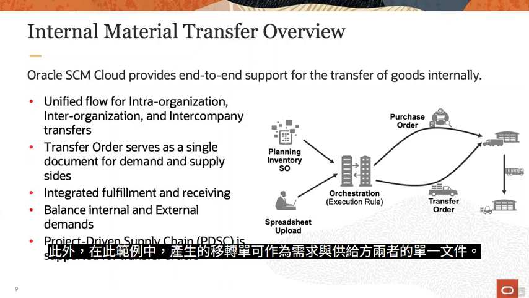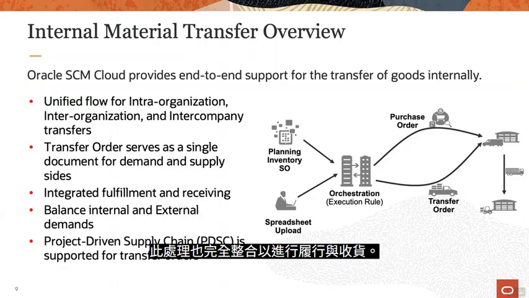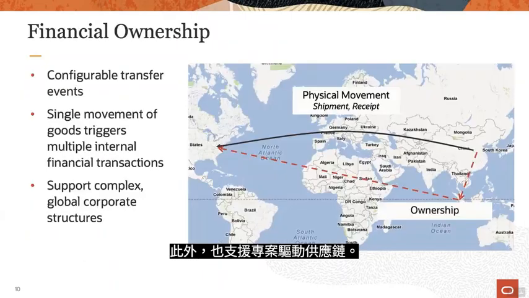Also in this example, the transfer order which is generated serves as a single document for both demand and supply sides. This process is also fully integrated for fulfillment and receiving. This will also allow you to balance your internal and external demands, and it is also supportive of project-driven supply chain.